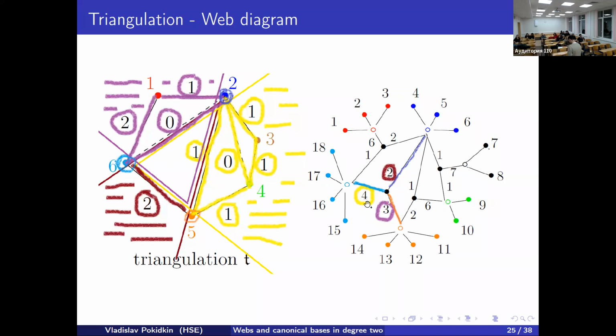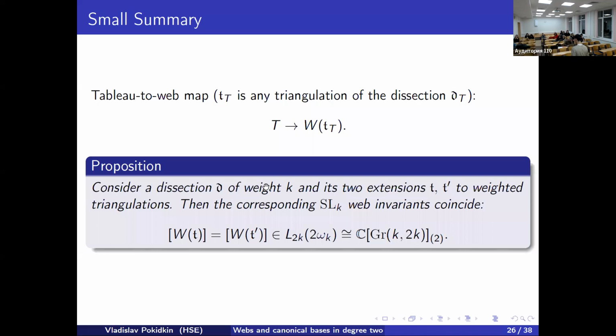You mean that it is one to one, or in a sense, I don't know how to describe the image. It's not one to one because we can choose different triangulations. But the web invariant will be the same. So, a small summary: we can build a map from tableaux to web diagrams, and we have a small proposition that web invariants don't depend on the triangulation that we extend from the initial section. Yeah, it's nice, but you haven't defined the web invariant. Yes, I haven't defined it.